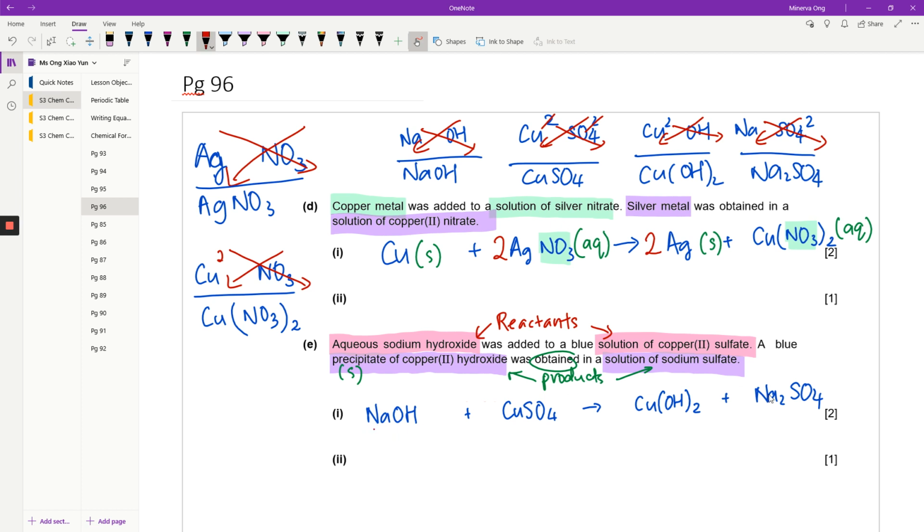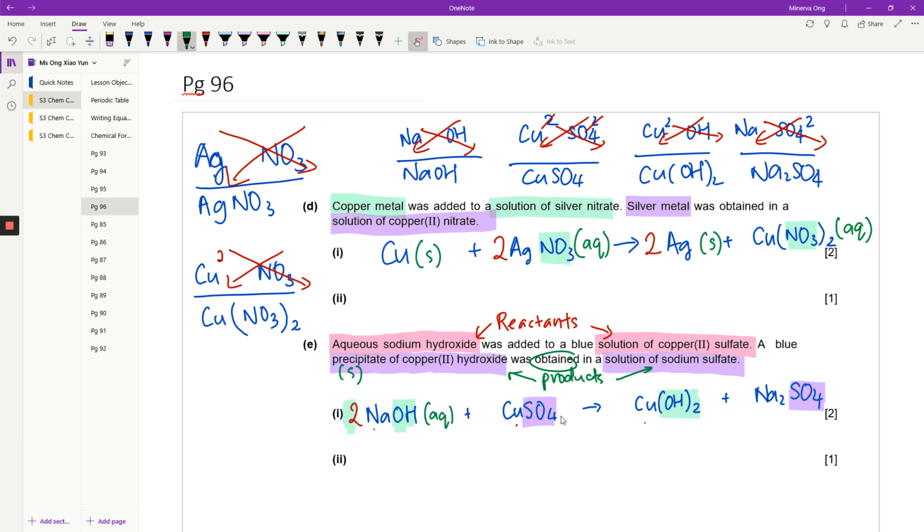Sodium here got 2, so I put a 2 here. Hydroxide got 2, so hydroxide, this is what I say. Don't break them apart. And copper is balanced already. Sulfate, don't break, they are one group, one on each side. So this is pretty much done except for state symbols.